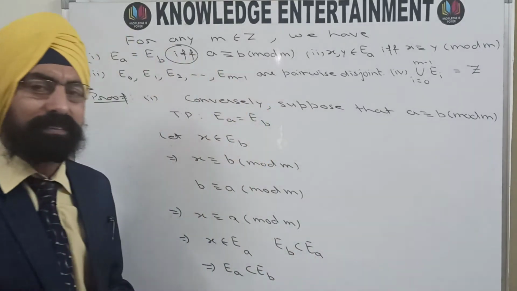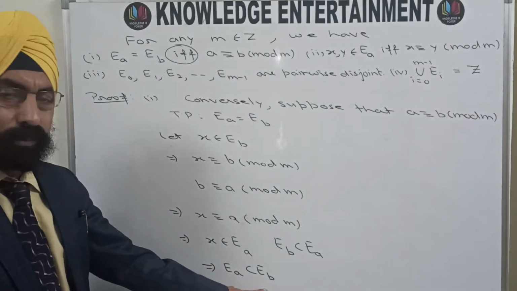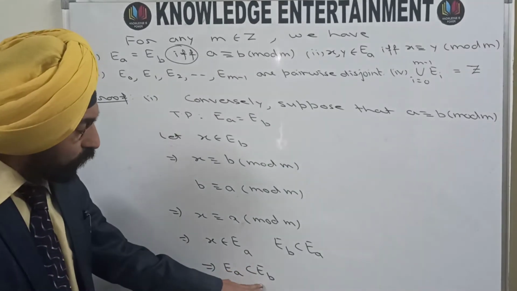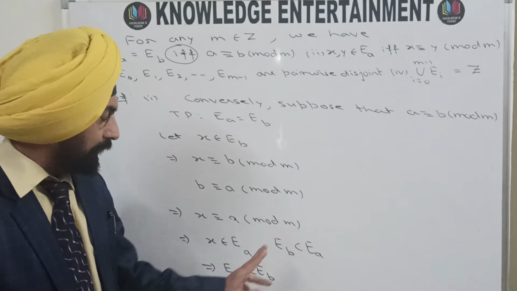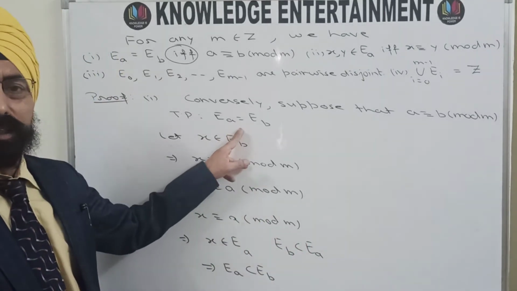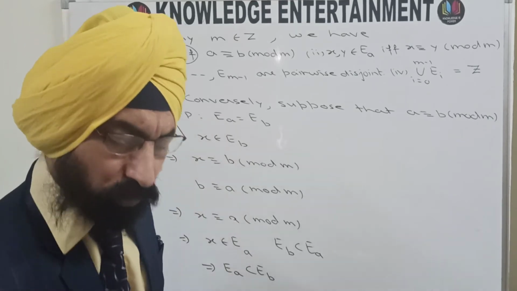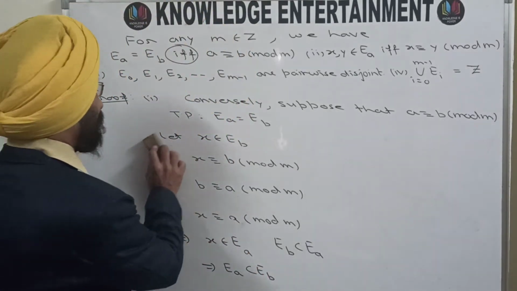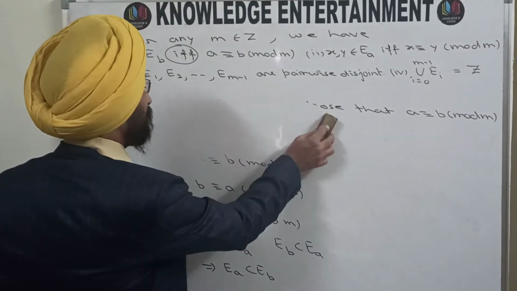Already we have shown that EA is a subset of EB. EA is a subset of EB and EB is a subset of EA, which means they are the same. EA is equal to EB, and that was what was required to be proved in the first part. So the first part is proved directly as well as conversely.